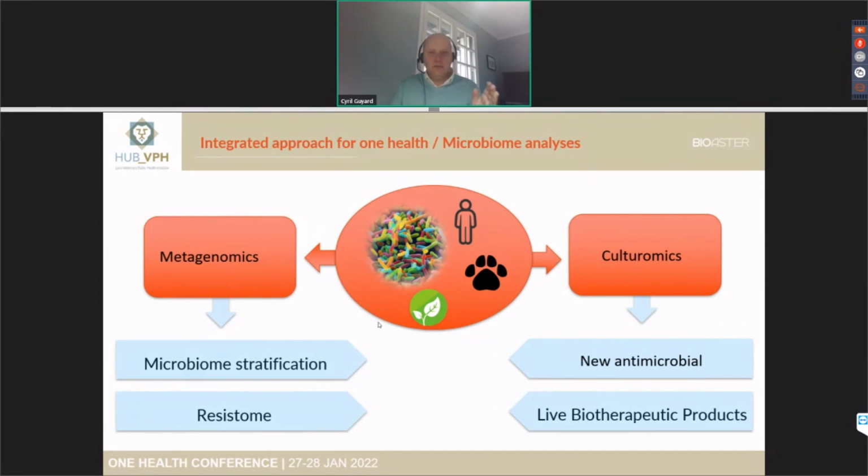In this case, we're employing two strategies. One is on the metagenomic side, which we all know from the analysis of environmental microbiome, but also culturomics. Culturomics, in this case, we apply to new antimicrobials, but also to the discovery of new live biotherapeutic products. For the metagenomics, we are basically focused on microbiome certification and resistance analysis.